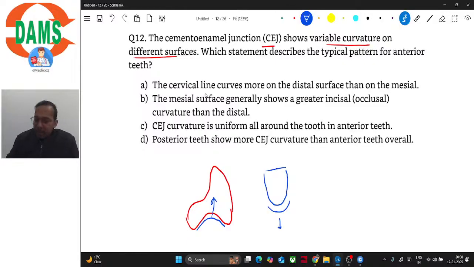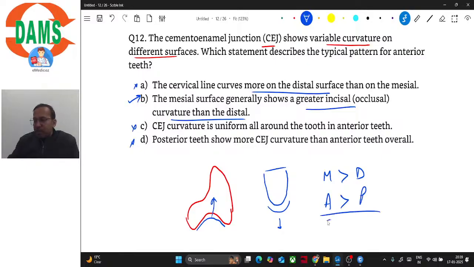The cervical line curves more on the distal surface than on the mesial. So this option is incorrect because this curvature is most prominent on the mesial side of the tooth, right? The mesial surface generally shows a greater incisal curvature than the distal. So yes, this option is correct. CEJ curvature is uniform all around the tooth. Again incorrect because this is variable. The posterior teeth show more CEJ curvature than anterior teeth overall. Again, this is incorrect because anteriors will show more curvature as compared to posteriors, right?